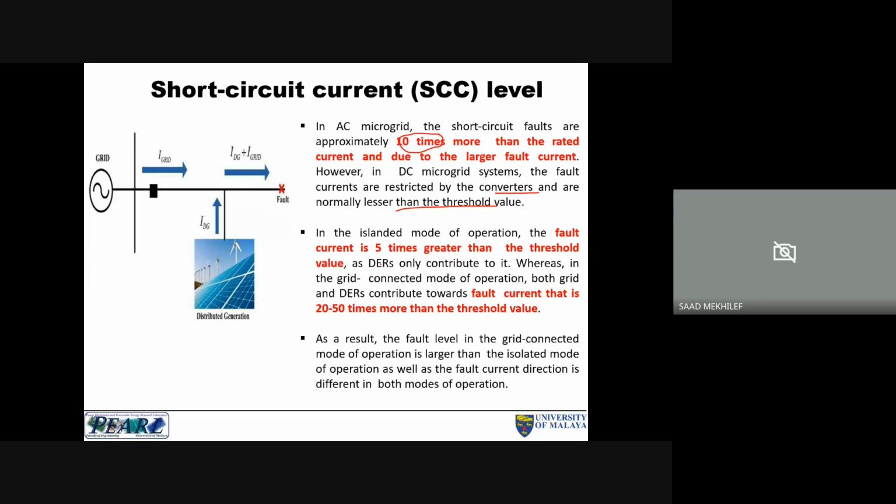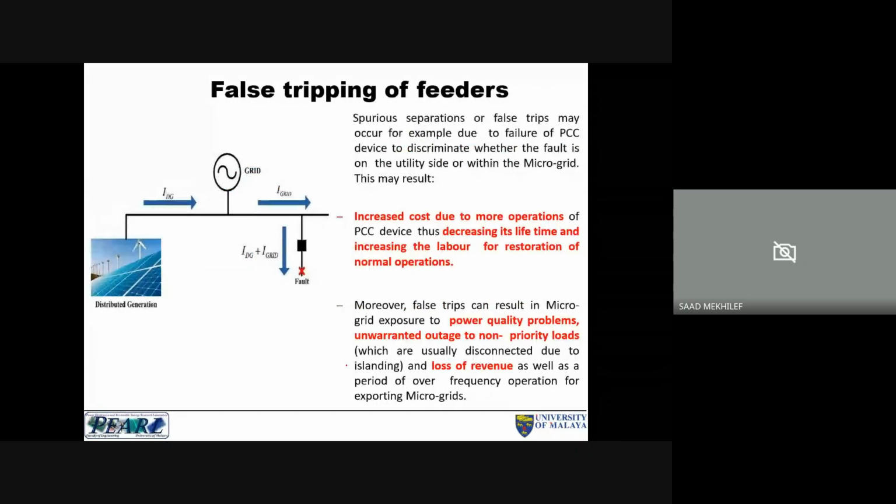So the issue with short circuit current is especially in AC microgrids with the grid connected. In the islanded mode, the fault current is only about 5 times greater than the threshold, as we mentioned before, because only the DG contributes, since in islanded mode there's no grid. As a result, the fault level in the grid connected mode of operation is larger. I think that's what we mentioned just now.